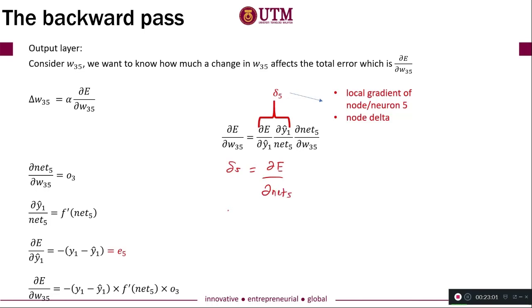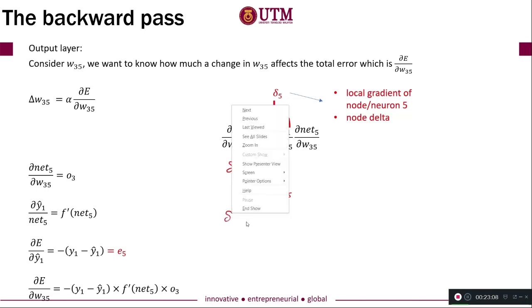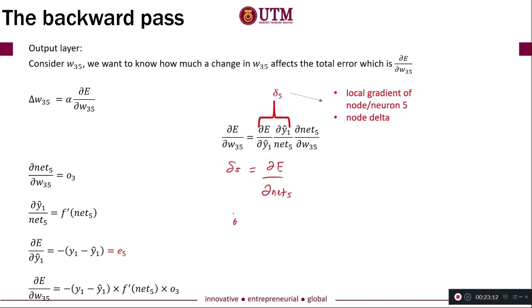So meaning that if you talk about something related to neuron 6, it will become delta 6. This one I want to generalize. That's why I introduced two notations there. One is E, another one is delta. So in this case, delta 5 is defined as del E over del net 5. If I try to generalize, if you talk about neuron 6, delta 6 represents the delta inside neuron 6, which is defined as del E over del net 6.